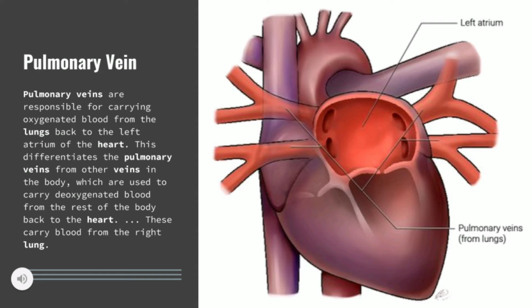The next slide is pulmonary veins. Pulmonary veins are responsible for carrying oxygenated blood from the lungs back to the left atrium of the heart. This differentiates the pulmonary veins from other veins in the body, which are used to carry deoxygenated blood from the rest of the body back to the heart. These carry blood from the right lung.